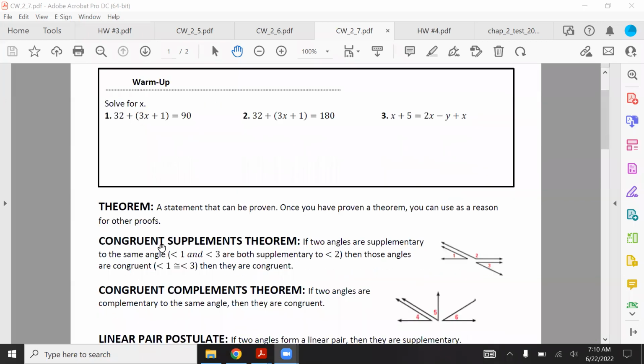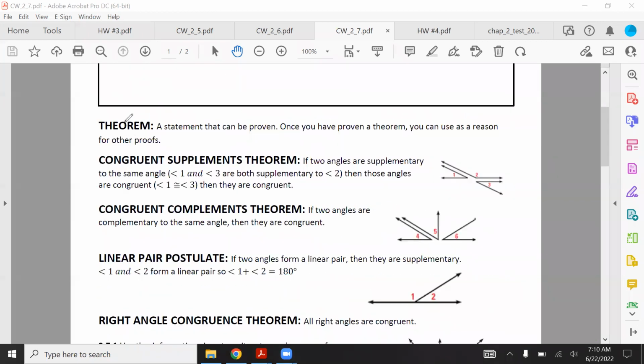So now a theorem, some more terms. A theorem is a statement that can be proven. Once you've proven a theorem, you can use it as a reason for other proofs. So it's like a theory. You have a theory about something, you want to prove it. And all the theorems here have been proven in the past.